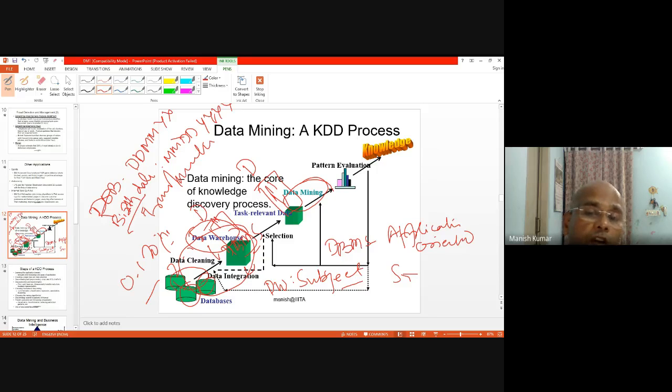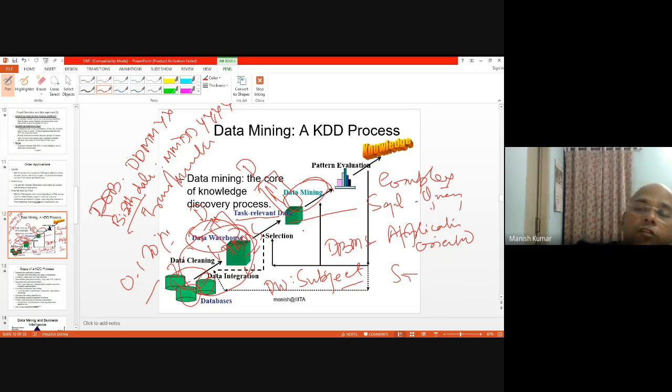So we go for task relevant data first. This task relevant data is nothing but, you can say, a SQL query, and this query is actually a very complex query. It can take any length, and I can mention all my requirements within this complex query.